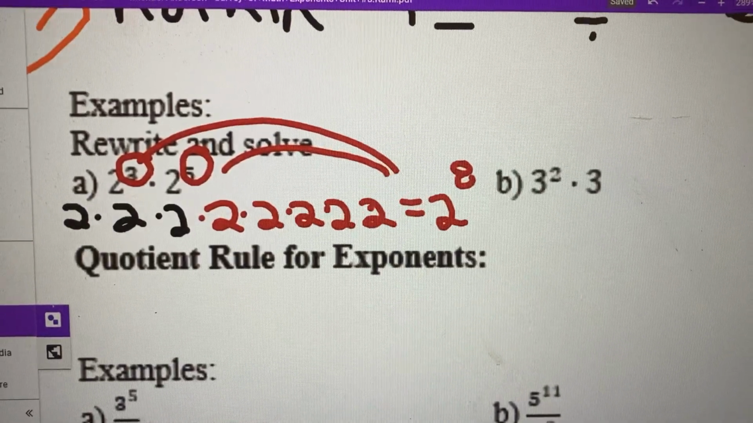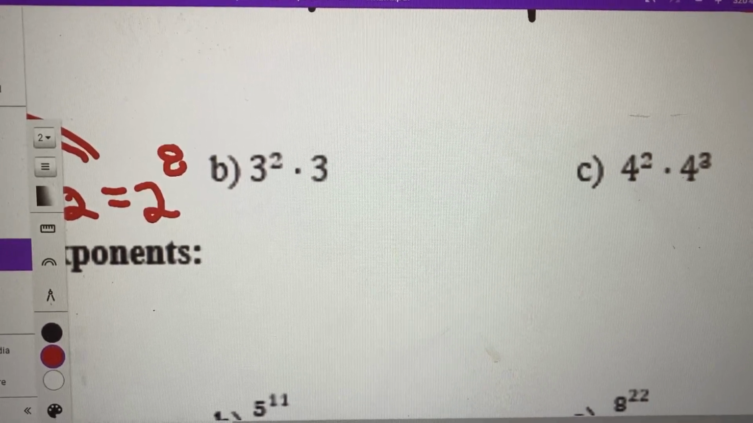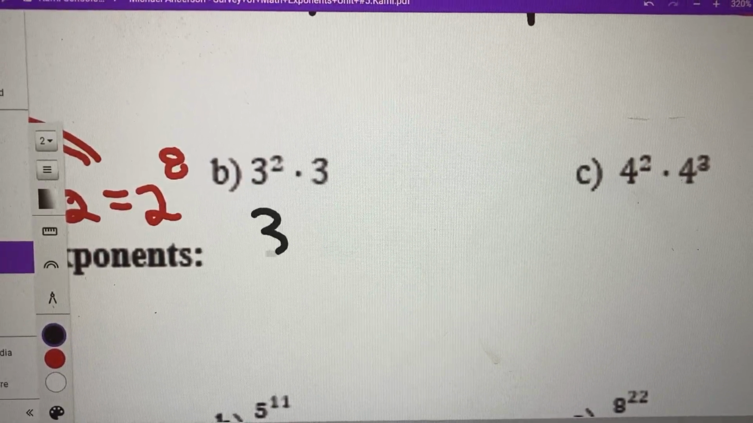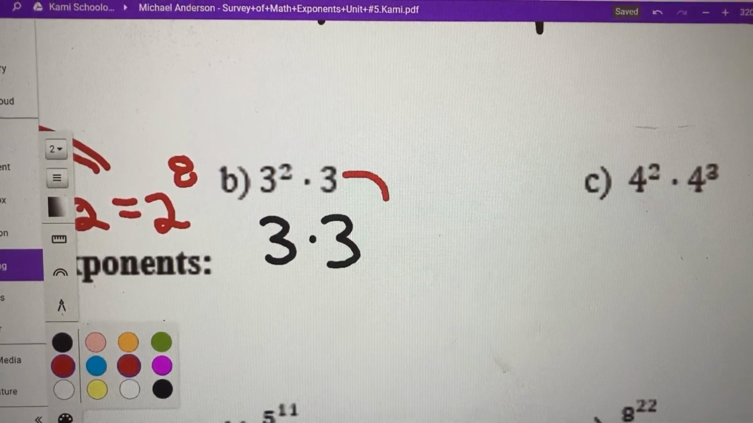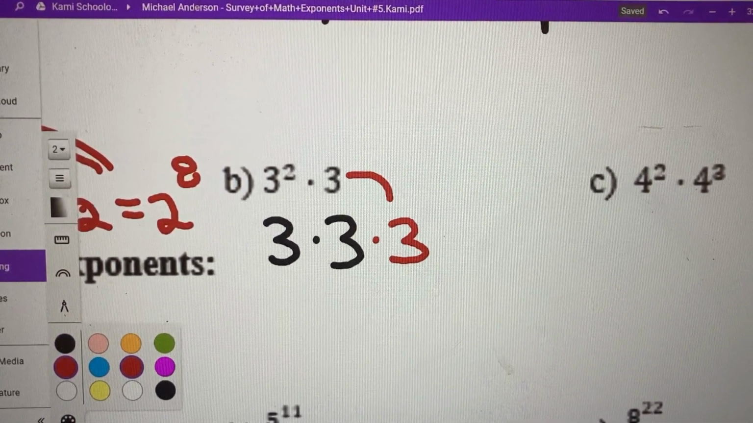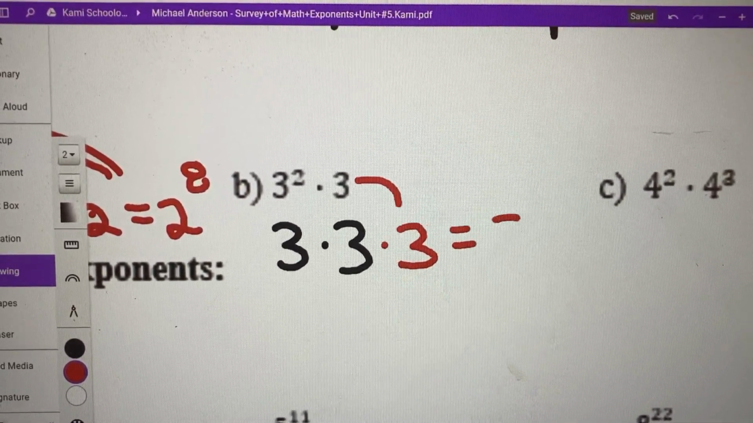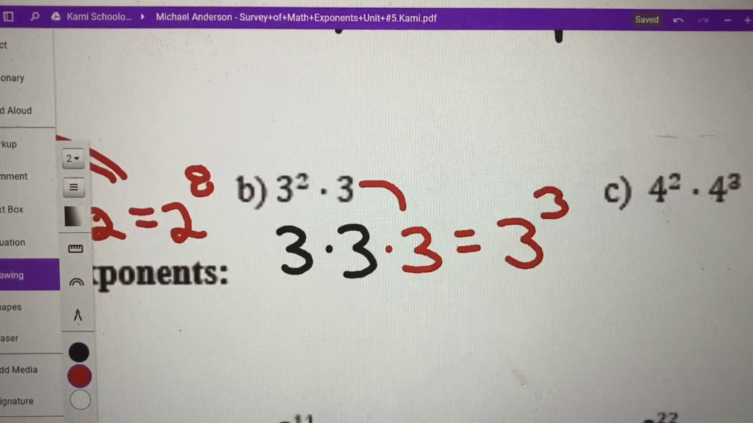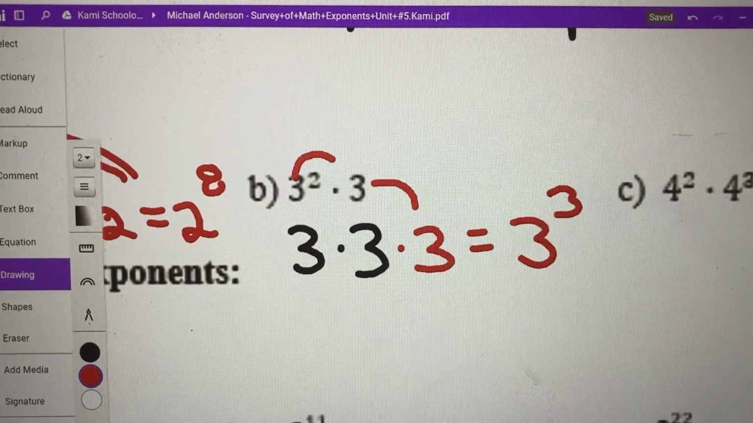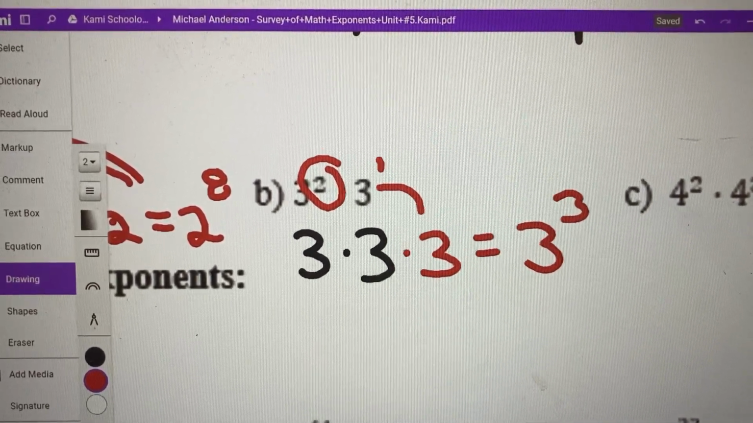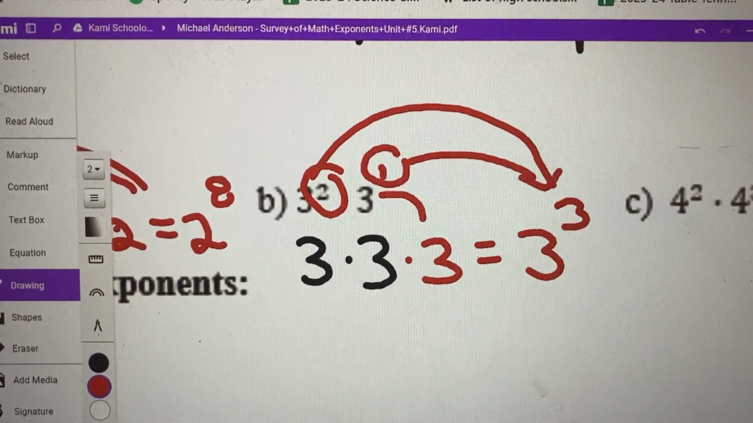Three squared times 3. 3 squared is going to be 2 3's multiplied together. And then you bring the other 3 down. So now we have 3 3's multiplied together. That's going to be 3 to the third. So we have the power of 2 and the invisible power of 1, adding those together to get the new exponent.